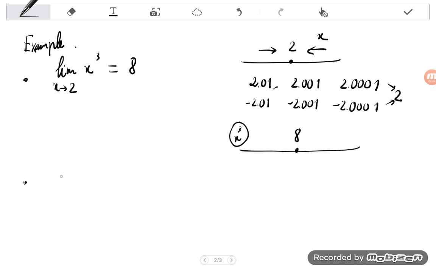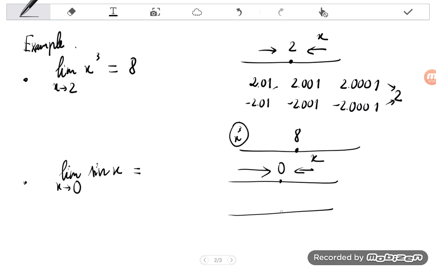In the next example, we will consider the limit of the trigonometric function sin x when x approaches 0. You can see that when x approaches 0 from two sides, the value of sin x will approach 0 too. You can use your calculator to check that. So the limit of the function sin x when x approaches 0 is 0.